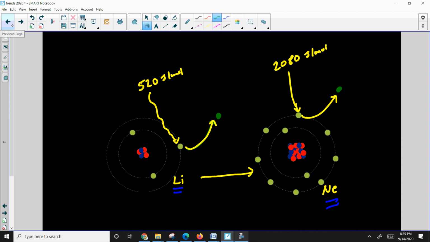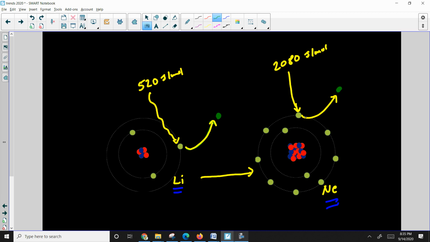So let's look at lithium. If you look at lithium, the amount of energy it takes to knock out the outermost electron, you have a single outer electron here, is 520 joules per mole. Don't worry about the units. Now let's look at neon. Now remember, neon has a full outer valence orbital. And what that means is it looks like it takes a lot more energy to knock off that electron. And it kind of makes sense.